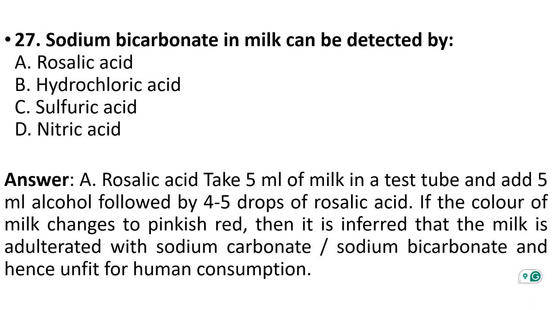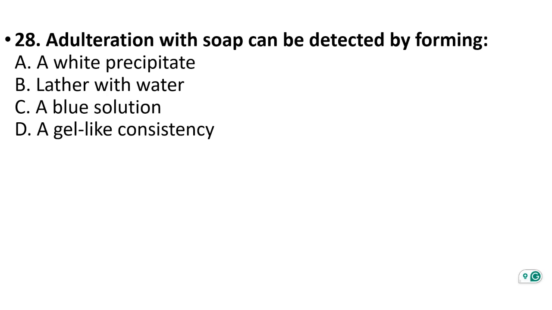Take 5 ml of milk in a test tube and add 5 ml alcohol followed by 4 to 5 drops of rosalic acid. If the color of milk changes to pinkish red, then it is inferred that the milk is adulterated with sodium carbonate or sodium bicarbonate and hence unfit for human consumption. 28. Adulteration with soap can be detected by forming a white precipitate, lather with water, a blue solution, a gel-like consistency. Your answer is option B, lather with water.